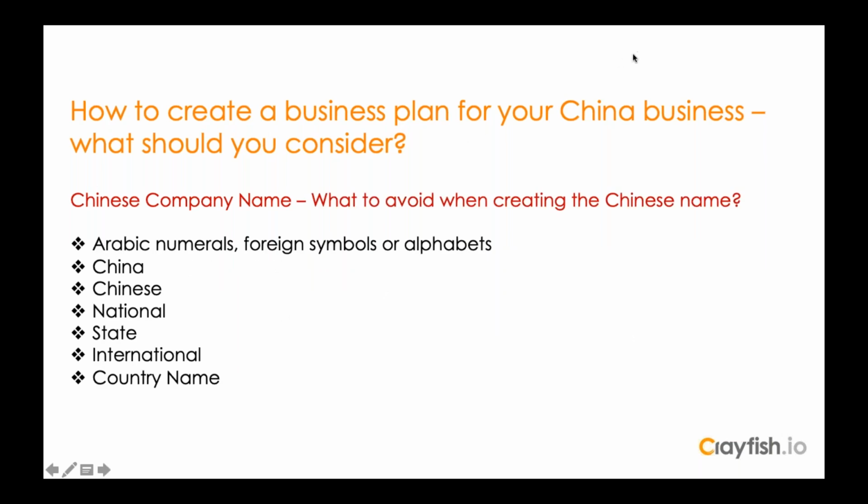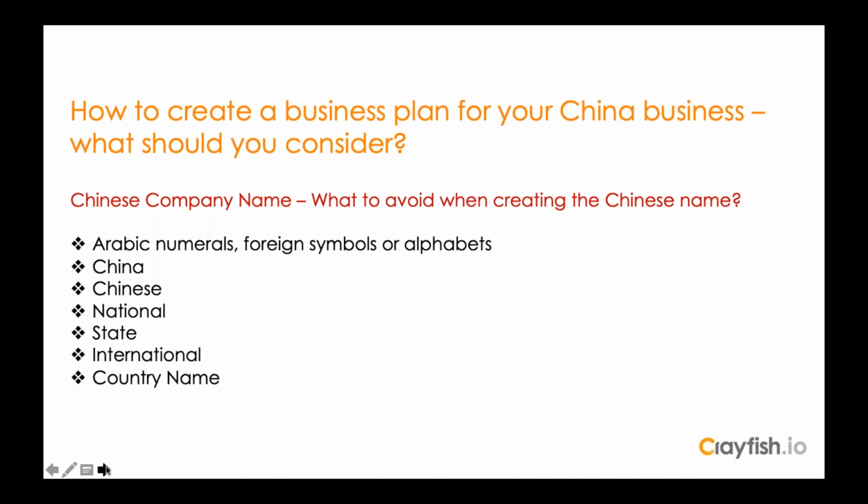Now, here are a couple of things to avoid when creating the Chinese name. The first thing is obviously Arabic numerals, foreign symbols, alphabets, numbers, not permitted. So ABC is not permitted. 1, 2, 3, not permitted. You cannot use China, Chinese, national, state, or international within the name, within those first 2 to 4 characters at all. You also cannot use your country name, nor city names.